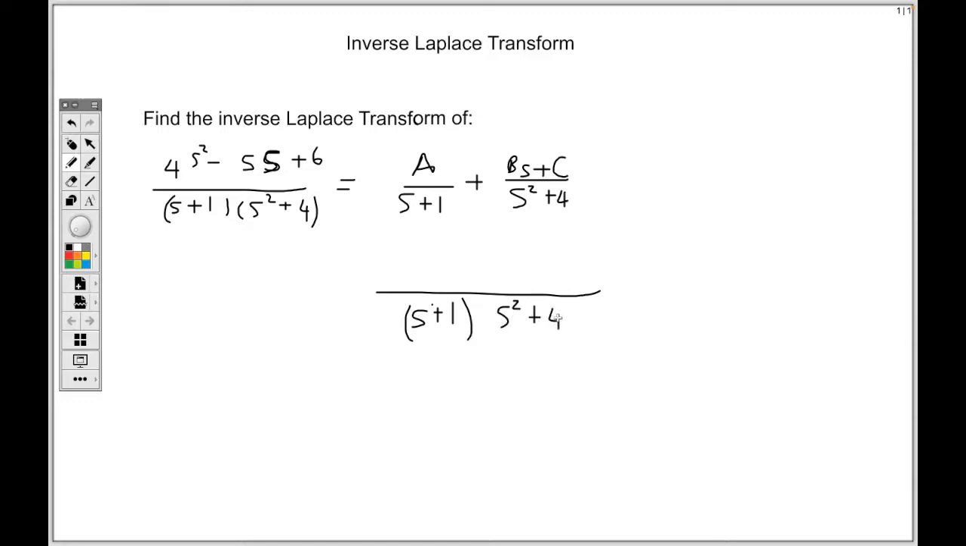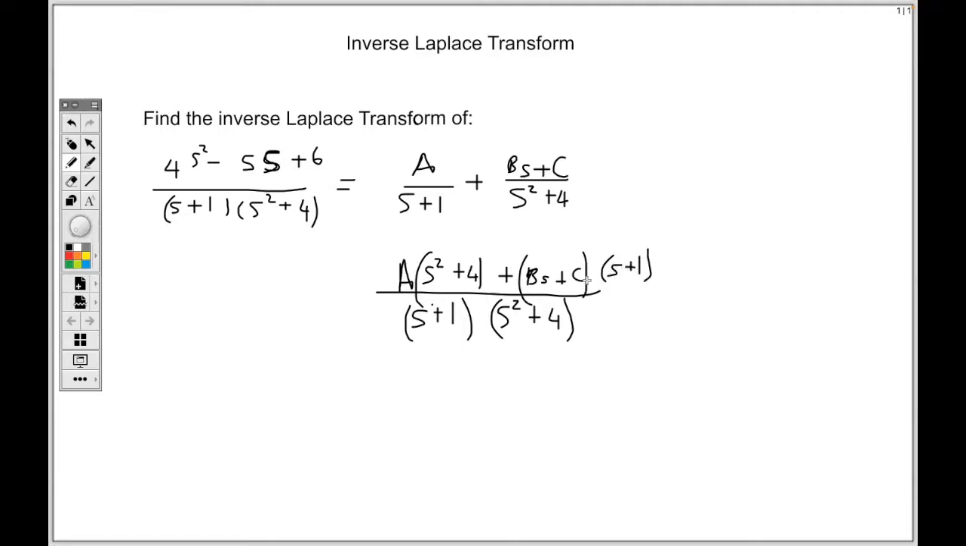Then I am going to divide the s plus 1 into the denominator here. The s plus 1 cancels and I'll be left with s squared plus 4. So A times s squared plus 4, I'm not going to expand this. So I'll leave it as A times s squared plus 4, plus s squared plus 4 into the denominator. The s squared plus 4 cancels, so I'll be having s plus 1 times my numerator. So I will have capital B, which is a number, s, plus C, times s plus 1.